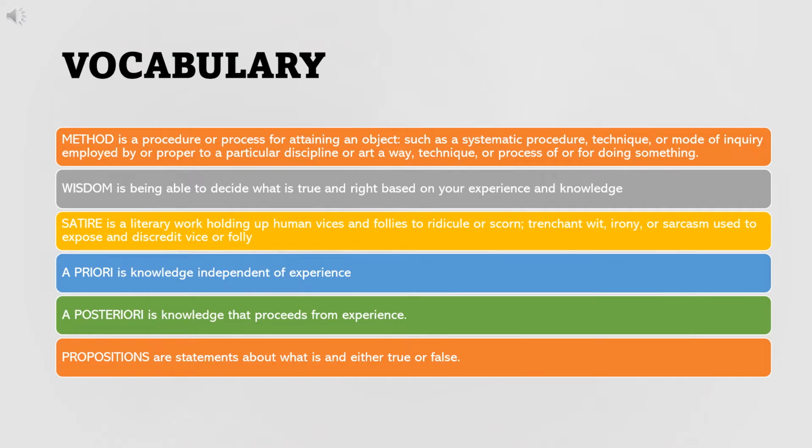Satire is a literary work holding up human vices and follies to ridicule or scorn. Trenchant wit, irony, or sarcasm is used to expose and discredit vice or folly. A priori is knowledge independent of experience. A posteriori is knowledge that proceeds from experience. Propositions are statements about what is and either true or false.